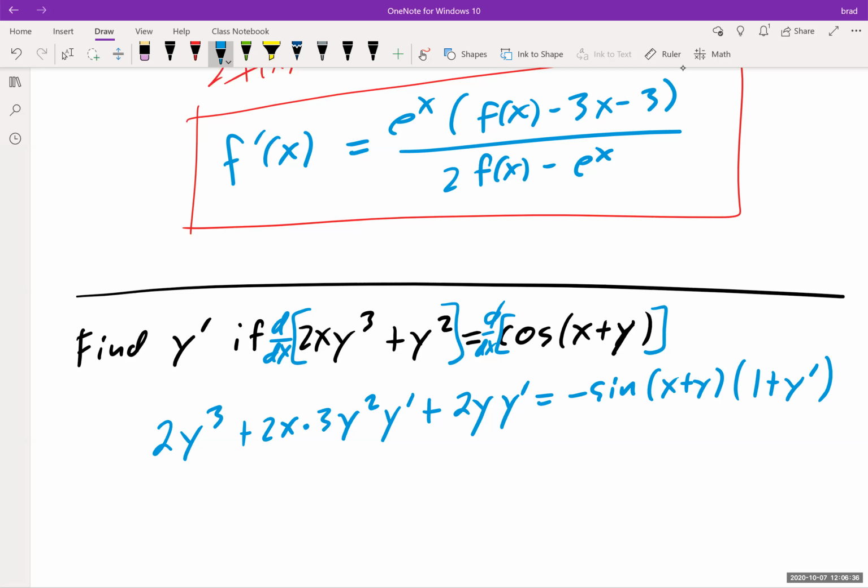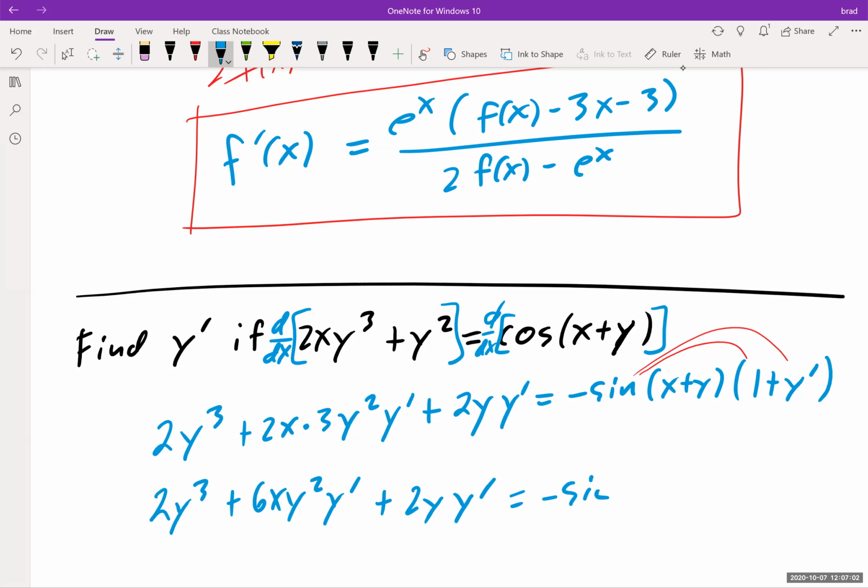Now we have a real problem. We have 3 y primes and one of them is embedded inside a parenthesis. So hopefully what you guys did was, the secret to this one is you distributed the sine function of x plus y to both of those. So now you have 2y cubed plus 2x, or let's call it 6x y squared y prime plus 2y y prime equals negative sine x plus y.